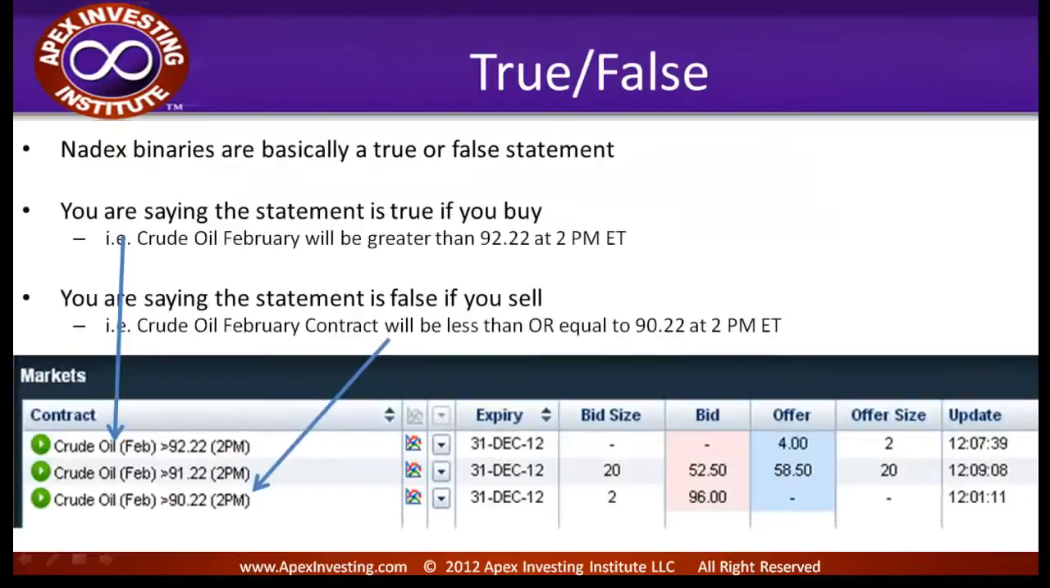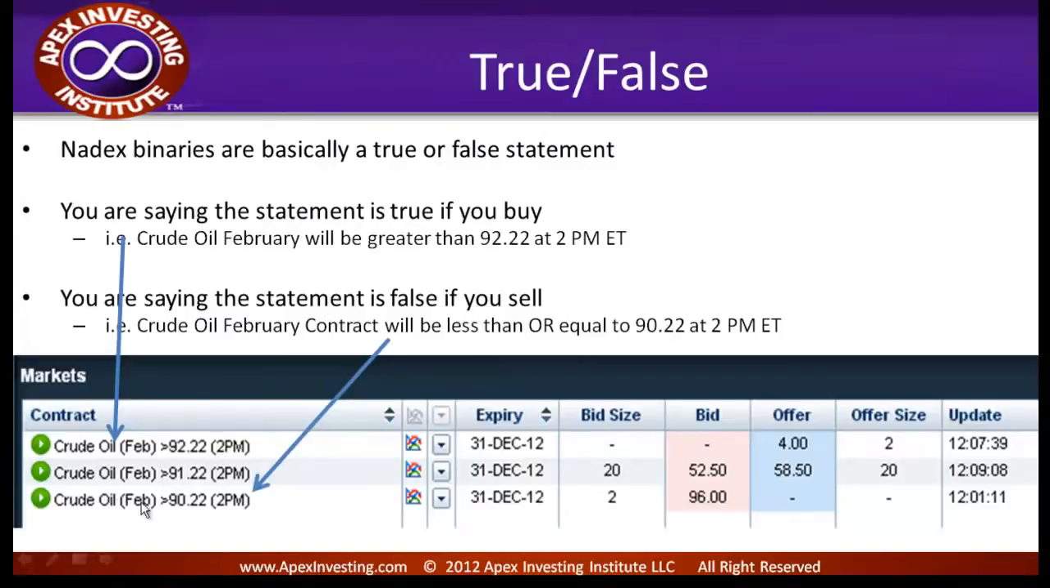Nadex binaries are essentially a true or false statement, and you're saying that the statement is true if you buy. For example, crude oil, the February contract, will be greater than $92.22 at 2 p.m. Eastern Time. Or if you sell, you're saying that the statement is false.